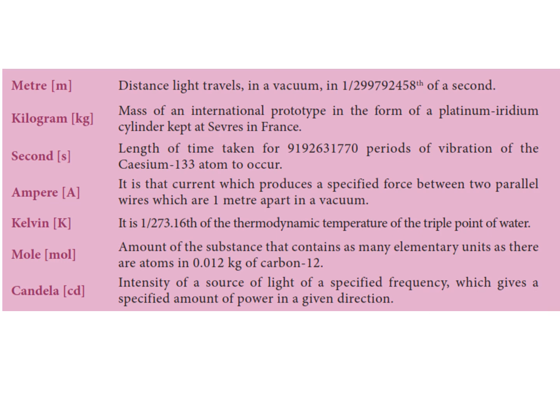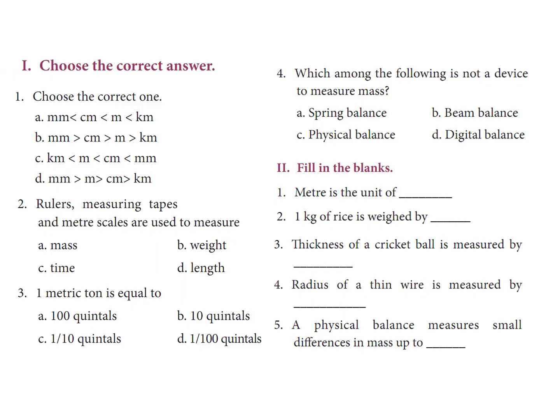Kelvin: 1 by 273.16 of the thermodynamic temperature of the triple point of water. Mole: amount of the substance that contains as many elementary units as there are atoms in 0.012 kilogram of carbon 12. Candela: intensity of a source of light of specified frequency which gives a specified amount of power in a given direction. Need to find out the answer for the following.